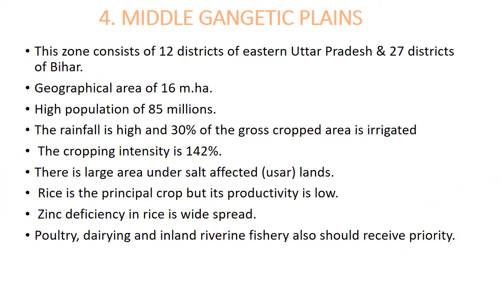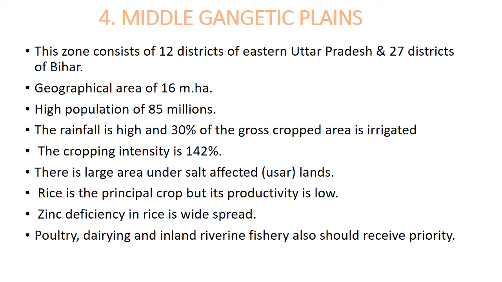Middle Gangetic Plains. This region consists of 12 districts of eastern Uttar Pradesh and 27 districts of Bihar. Here the geographical area is 16 million hectares, and high population, that is 85 million, and the rainfall is high, and gross cropped area irrigated is 30%, and cropping intensity is 142 percent.